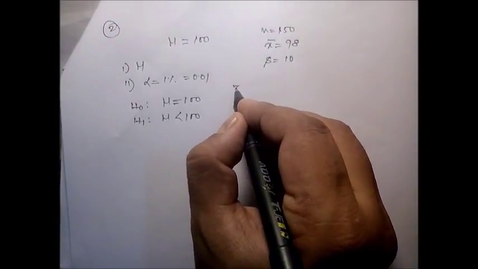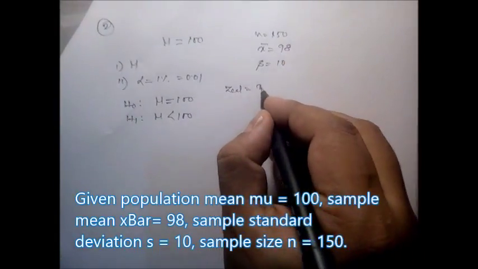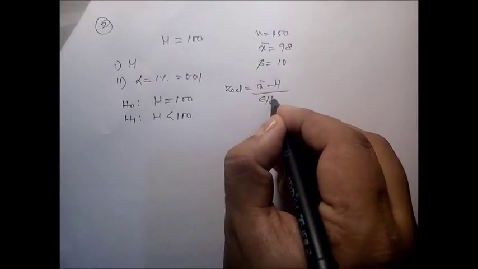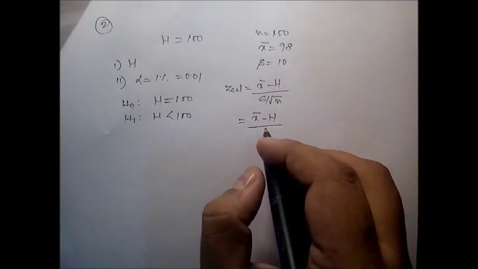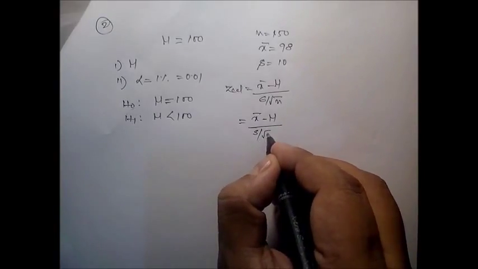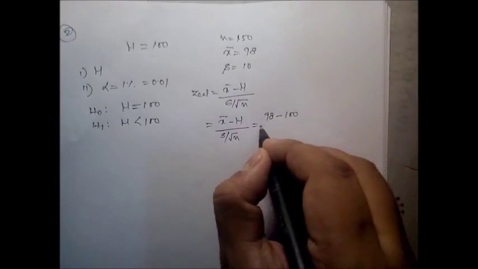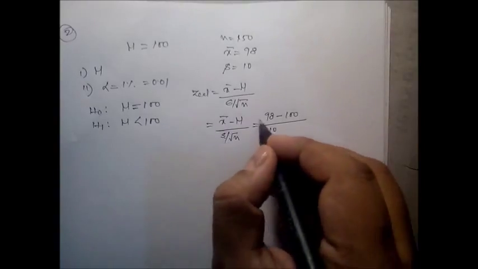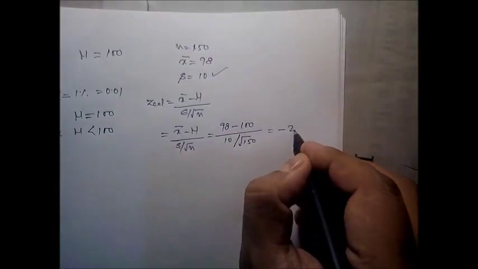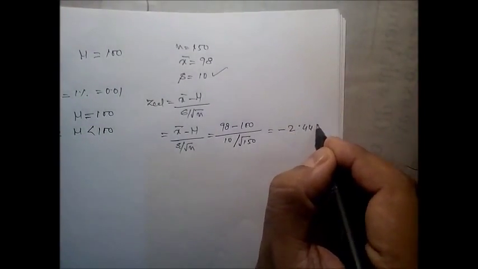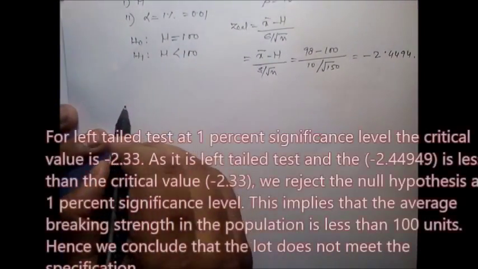After that, we have to calculate the z-cal. Okay, so the z-cal is x bar minus mu by sigma by square root of n. Since the sigma value is not given and the sample size is large, say more than 30, you can write s by square root of n. So x bar is 98, mu is 100, s is 10 by square root of 150, and the answer is minus 2.4494.